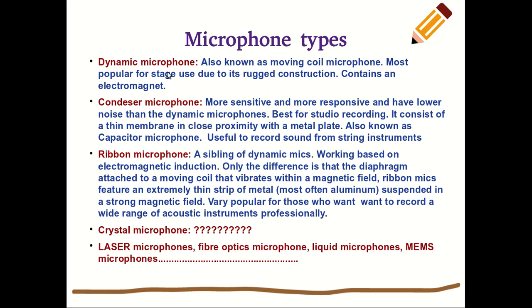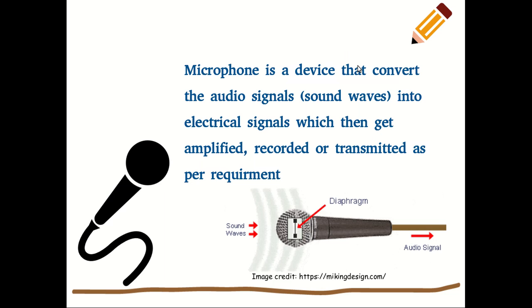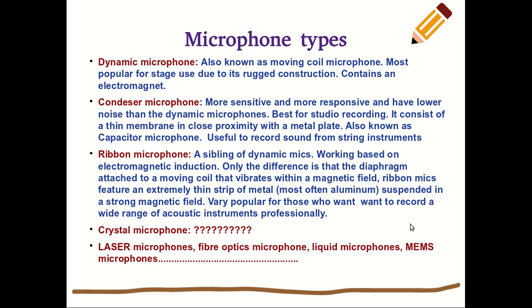The very well-known class of microphone is the dynamic microphone. It is very popular, and it is the microphone that you have seen in your school, college, gathering, orchestra, concert, like this. A dynamic microphone is also known as a moving coil microphone. Why? Because alongside the diaphragm, there is an electromagnet which converts the vibrations of this diaphragm to the electrical signal. So we call the dynamic microphone an electromagnetic induction microphone also.